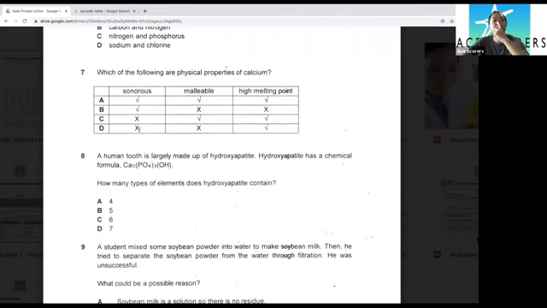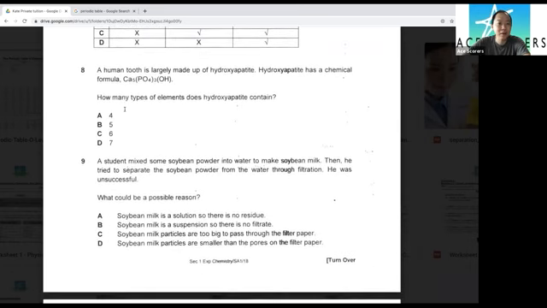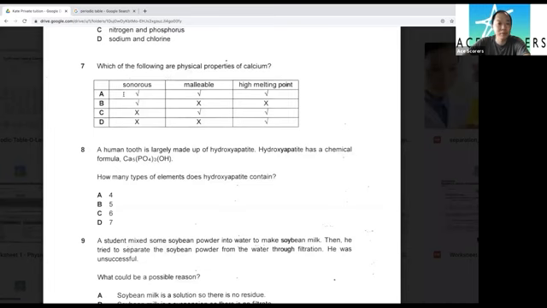Next one. Which of the following are physical properties of calcium? So calcium is a metal. If it is a metal, it is supposed to be sonorous, malleable, and have high melting point because it's a piece of metal. So answer will be A. Next one. Because we remember the properties of metals.